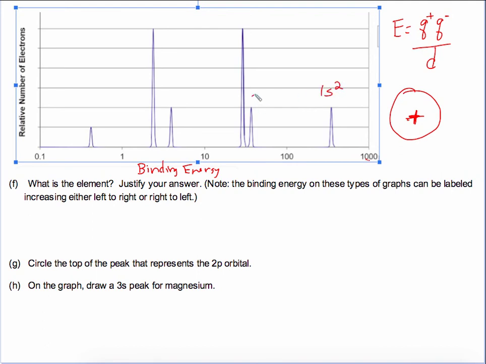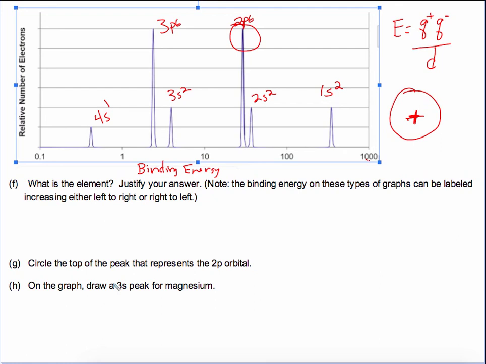These peaks represent electrons. So we can just write an electron configuration: 1s2, 2s2, 2p6. Notice that that's 3 times as high because 2, 4, 6 electrons. 3s2, 3p6, and then it goes to 4s, and that's 1 because it's half of whatever 2 is. If you can see that. All right. Now circle the top of the peak that represents the 2p orbital. So that's going to be right there.